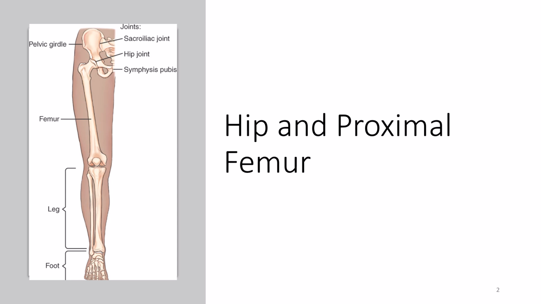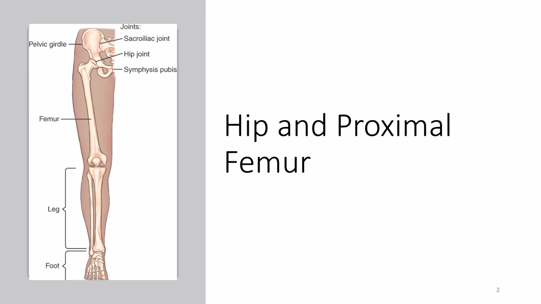If we look at this picture, which comes from page 268, this is the entire lower limb. In the last chapter, we covered toes, foot, calcaneus, ankle, tib fib, and knee. This chapter covers femur, hip, and pelvis.